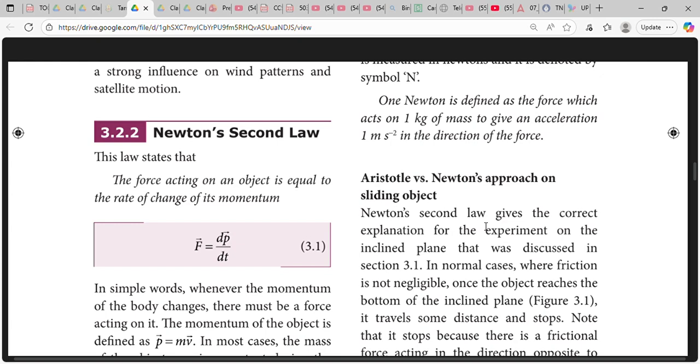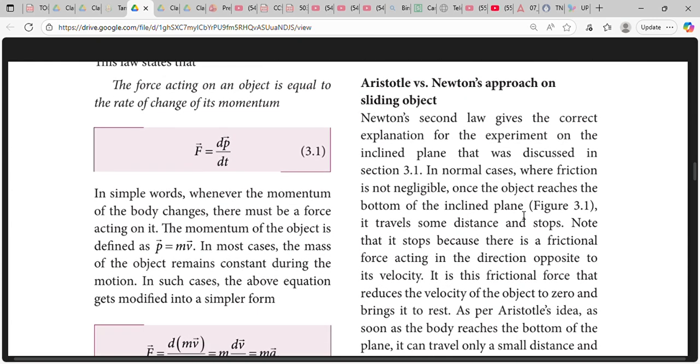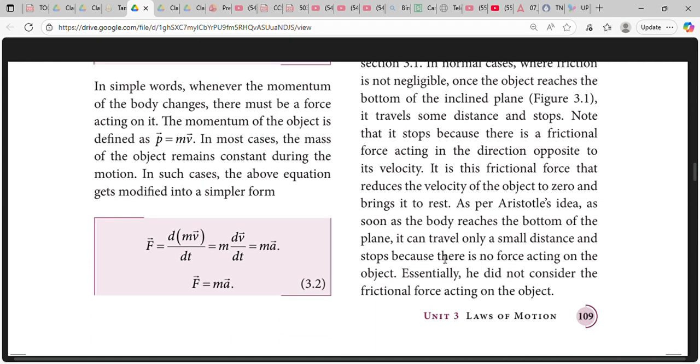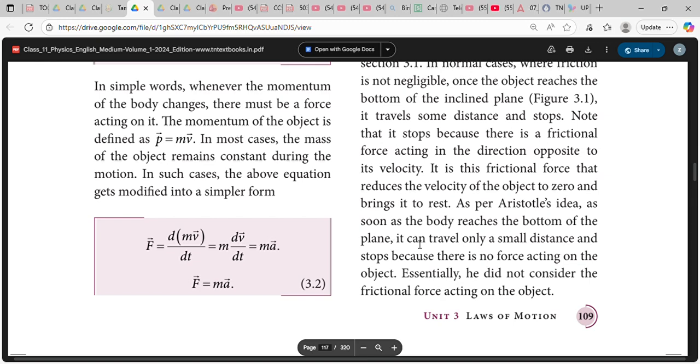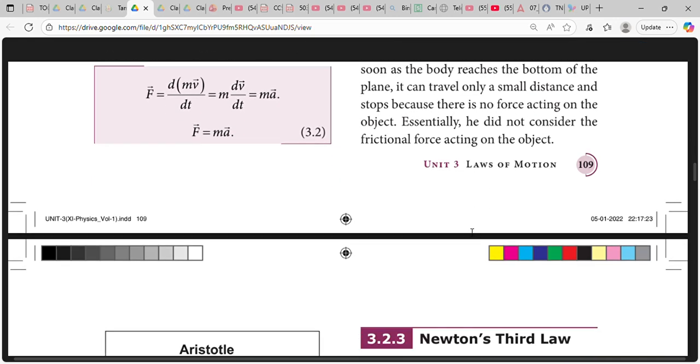Newton's second law gives the correct explanation for the experiment on the inclined plane that was discussed. In normal cases where friction is not negligible, once the object reaches the bottom of the inclined plane, it travels some distance and stops. Note that there is a frictional force acting in the direction opposite to its velocity. As per Aristotle's idea, as soon as the body reaches the bottom of the plane, it can travel only a small distance and stops because there is no force acting on the object.